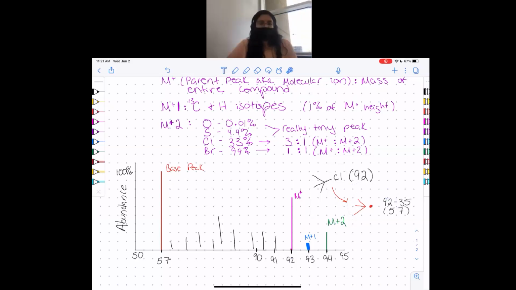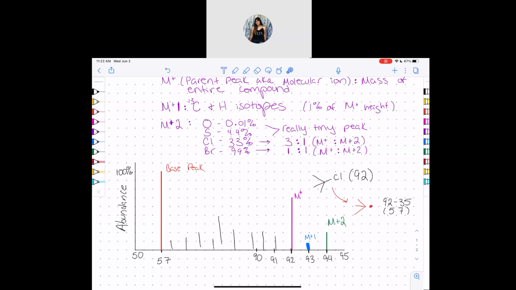Okay, gotcha. I remember them saying this from Orgo 1, and it sounded kind of confusing: that the M+ peak is the tallest peak that's the furthest to the right. That's how we can identify it. And then to find M+1, you just go one mass unit up, and M+2 the same. Exactly.